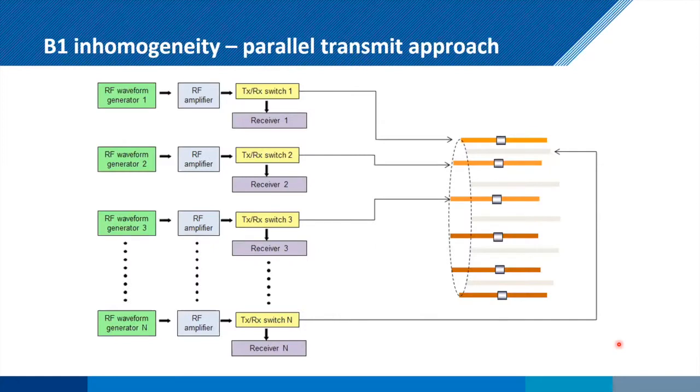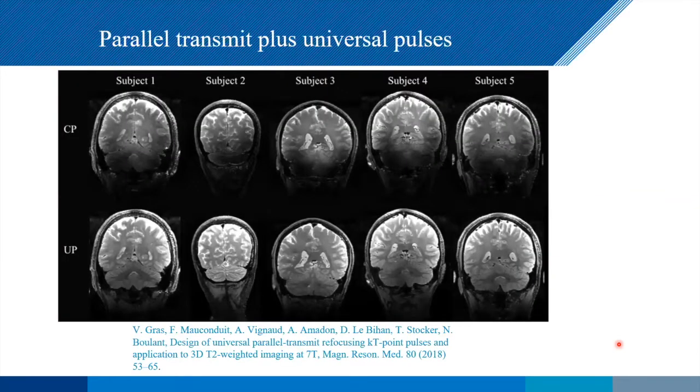And of course, if we can come into parallel transmit, then we also have a very, very flexible way of addressing this problem. And so using this, let's say parallel transmit and some pulses, universal pulses in this case, or some other kT-spokes pulses, again, you can overcome the intrinsic inhomogeneity here and start getting really whole brain coverage. So the SAR problems and the B1 problems are manageable.